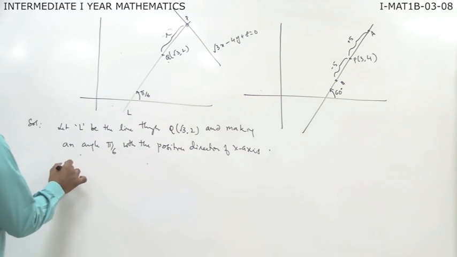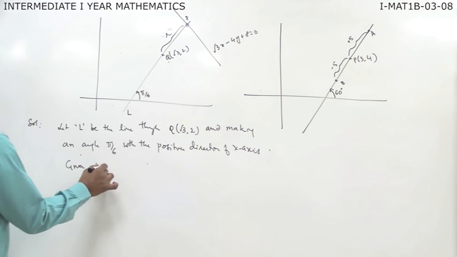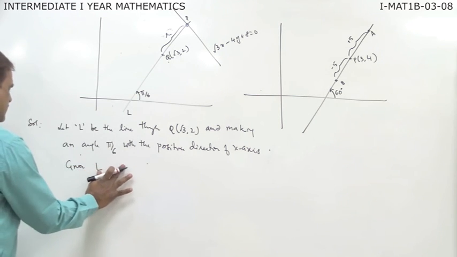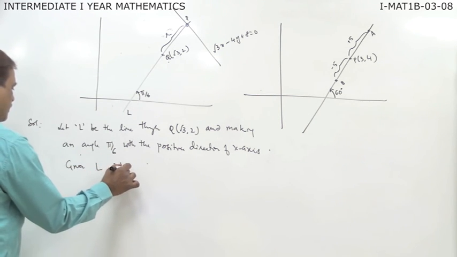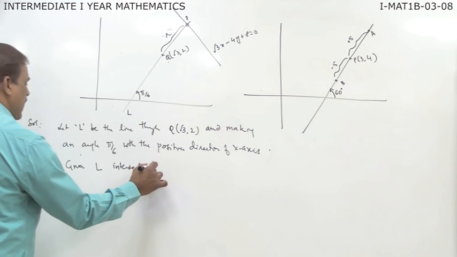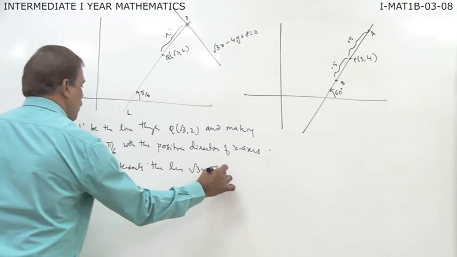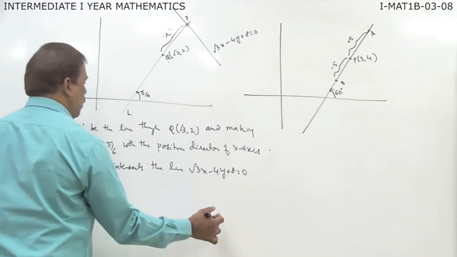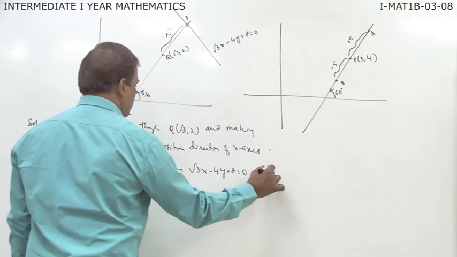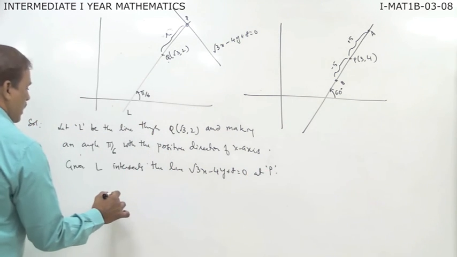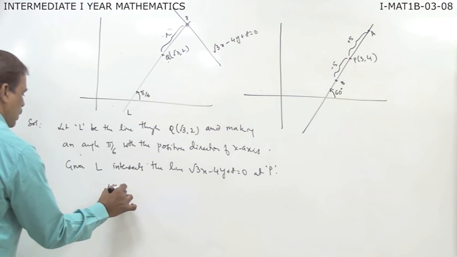Given L intersects the line root 3x minus 4y plus 8 is equal to 0 at P. Let PQ is equal to R.